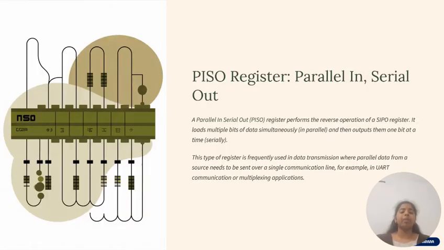Now let's discuss the PISO register, parallel in, serial out. A parallel-in serial-out register performs the reverse operation of the SIPO register. It loads multiple bits of data simultaneously in parallel and then outputs them one bit at a time. This type of register is frequently used in data transmission where parallel data from a source needs to be sent over a single communication line, for example, UART communication or a multiplexing application.